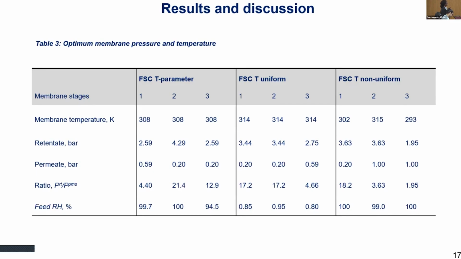Shown in the table are the pressure ratios that were realized based on the optimum retentate pressure and permeate pressure given. And then the feed relative humidity is also shown. The results show that for the non-uniform temperature optimized scenario, the optimum permeate pressure is low, atmospheric at 1 bar. So the other 2 stages are operating at atmospheric pressure without vacuum operation.